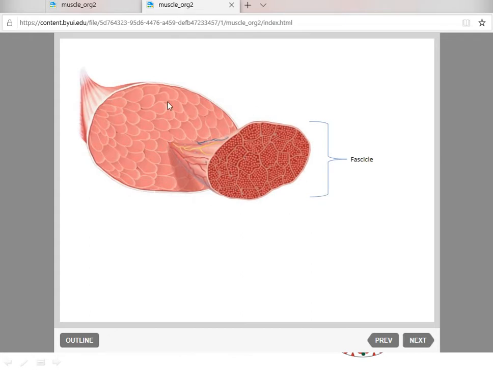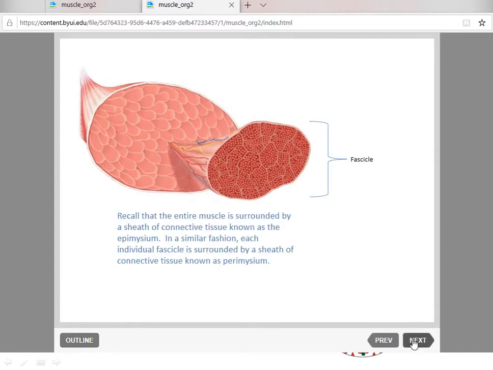This is the skeletal muscle, with the outer covering called the epimysium, and in the skeletal muscle there are various tissues called fascicles. See, this is one fascicle present in the skeletal muscle. This entire muscle has a sheath of connective tissue called the epimysium. In a similar fashion, each individual fascicle is surrounded by a sheath of connective tissue known as the perimysium. And the outer covering of the skeletal muscle is called the epimysium.